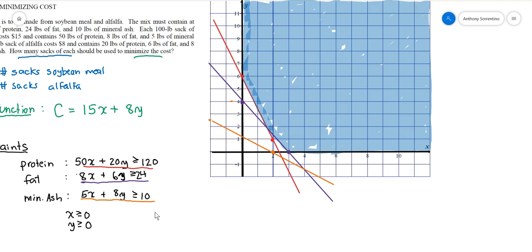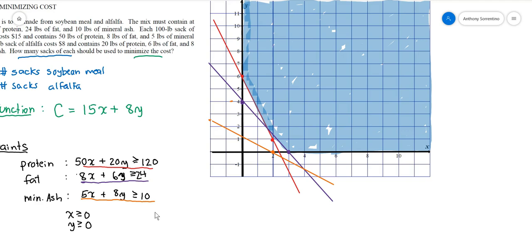The second one, the fat line, which I did in purple, has a y-intercept of 4 and has a slope of -4/3. And then the mineral ash one, a little bit more problematic because it has a lot of fractions involved. You put it in slope-intercept form, but it's easy to determine it has an x-intercept at 2 because 5 times 2 is 10 and plus the y would be 0. And then I just had to figure out what the slope is, and the slope was basically a -5/8. So that's what those lines are showing.